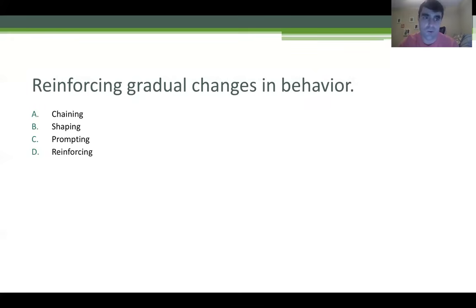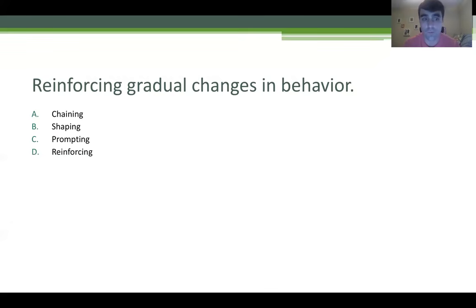Reinforcing gradual changes in behavior. That's shaping, right? What if you don't know your definitions? Well, this question is going to be almost impossible. You can't really fake your way through this question. Because if you're looking at reinforcing gradual changes of behavior, chaining, maybe you know what chaining is. So you know, well, it's not chaining, but that could be confusing. Because in a task chain, you are teaching steps and they're gradually learning, right? So maybe you could talk yourself into that. Prompting, if you don't really know, you could talk yourself into prompting.